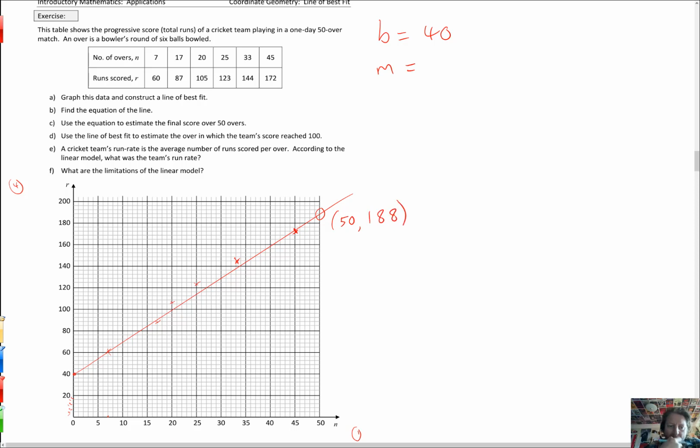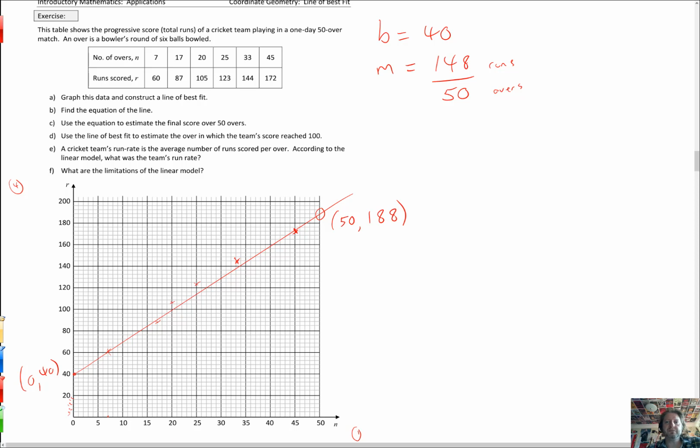Okay, so I've got a point down here which is (0, 40), and I've got a point up here which is (50, 188). So my gradient is vertical rise over horizontal run. It's gone from 40 up to 188, which is a 148 rise. It's gone from 0 to 50, which is a 50 run. I'm going to put the units there because I'm probably going to get asked what they mean. 148 was runs, and it's 50 overs, so clearly it's runs per over.